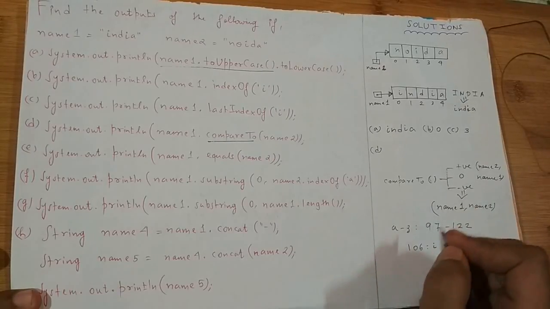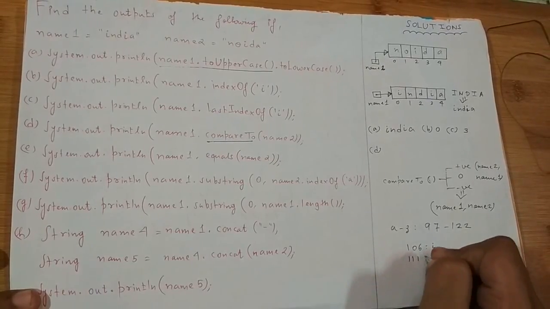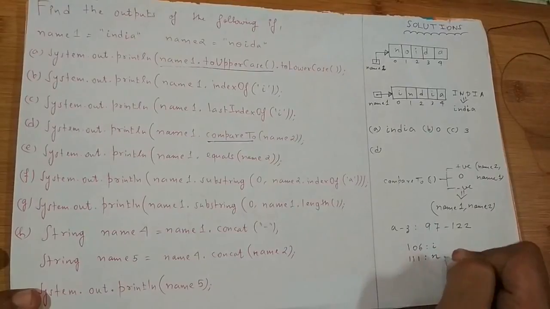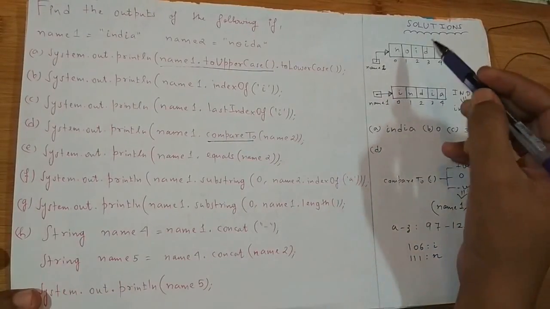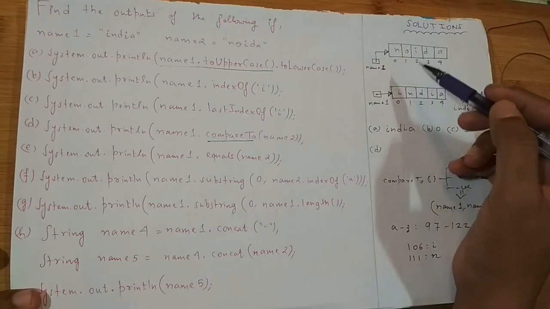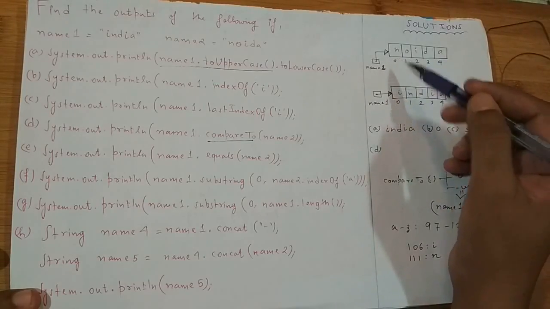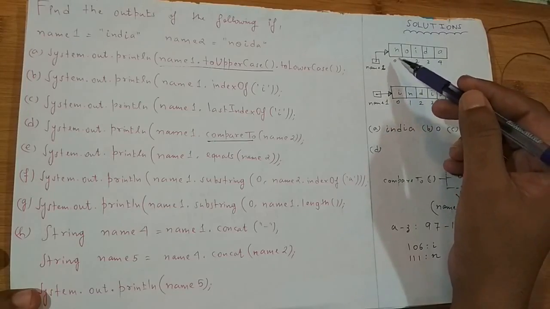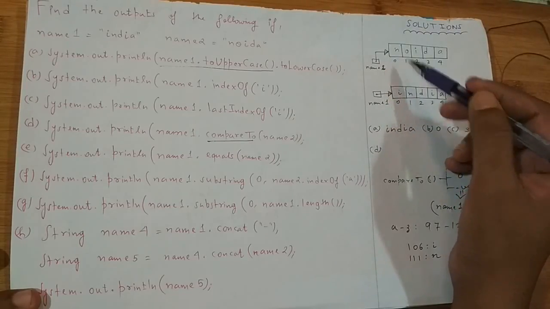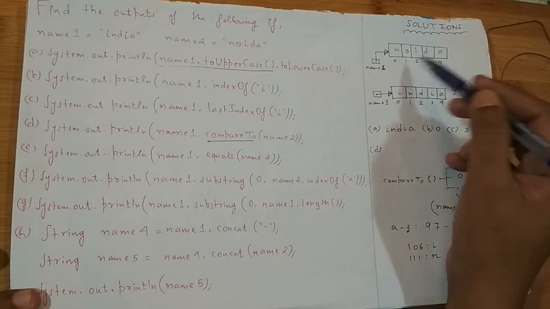And what about small n? For small n, I'll add a value of 14 to 97 and I'll get 111. So I get 111 for small n. Now, if I take the difference of 106 and 111, I am left with minus 5. Since the difference of the Unicode values did not yield a 0, we will not compare the next characters.